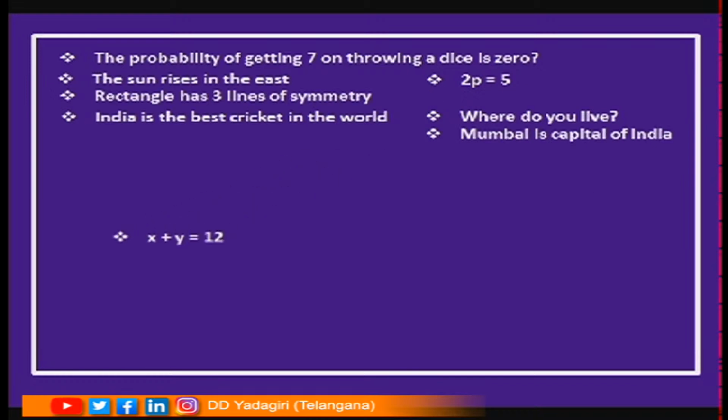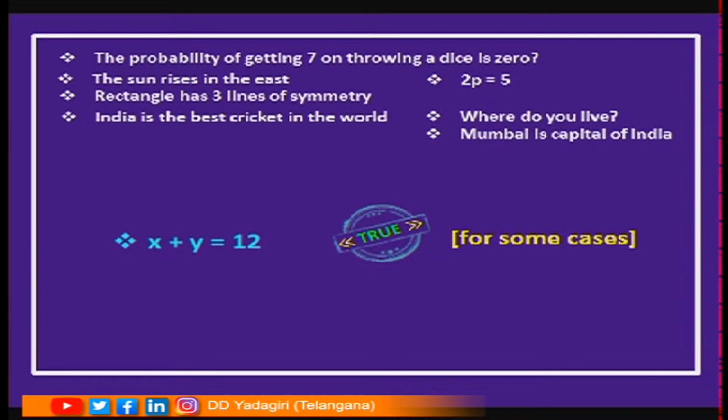Have a look at another sentence, x plus y is equal to 12. Now, children, do you think this is true for all the values of x and y? No, but I can say x plus y is equal to 12 is true only for some cases. That means, if I take x equal to 0 and y equal to 12, then this is true. Apart from that, if I take x equal to 1, y equal to 11, then also it is true. So, like this I can substitute a few values of x and y, only in that case this sentence is true, not for all the values.